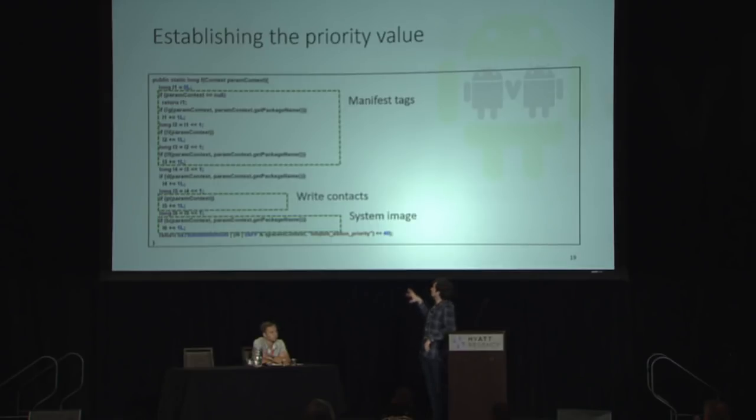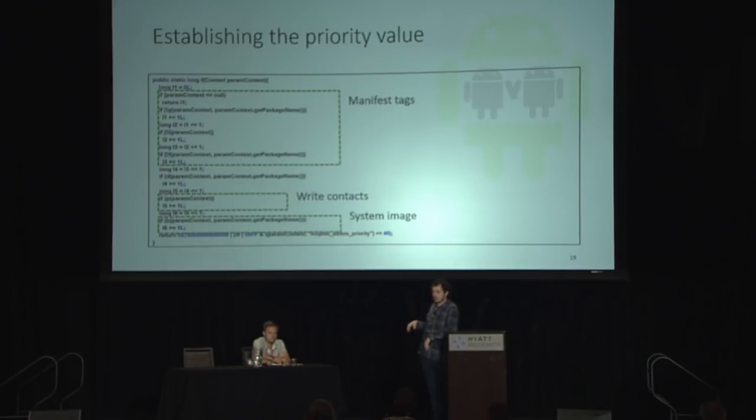The first checks were just manifest tags, so the app, or best said, the SDK would look into the app manifest to check for different meta tags inside the manifest. It would check if the app was developed by Baidu and many other different things. And depending on those values, it would add a different priority value.